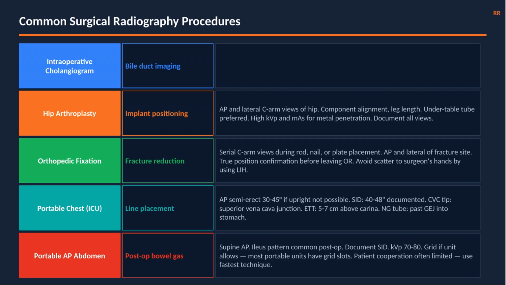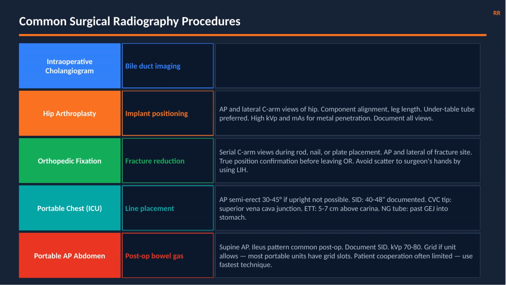Portable chest in the ICU. AP semi-erect, 30 to 45 degrees if the patient cannot sit upright. SID, 40 to 48 inches, documented. Key line and tube landmarks. Central venous catheter tip, superior vena cava, junction. Endotracheal tube, 5 to 7 centimeters above the carina. Nasogastric tube, past the gastroesophageal junction, tip in the stomach.